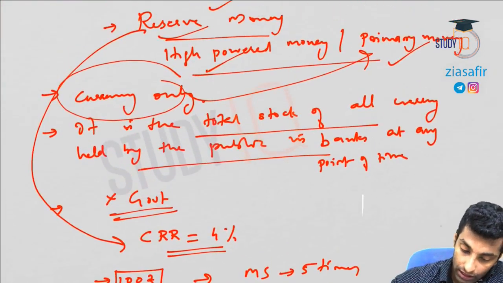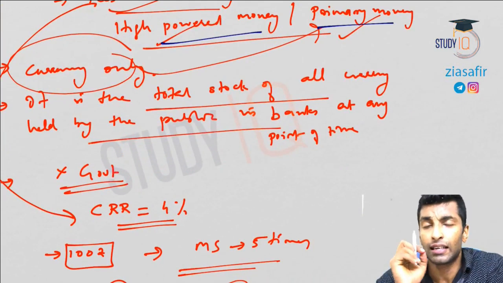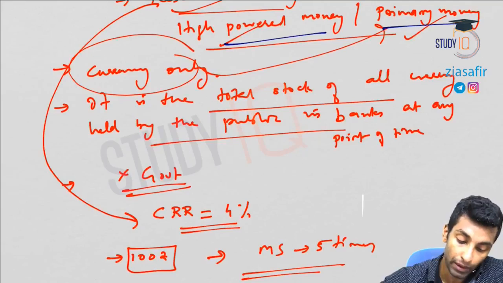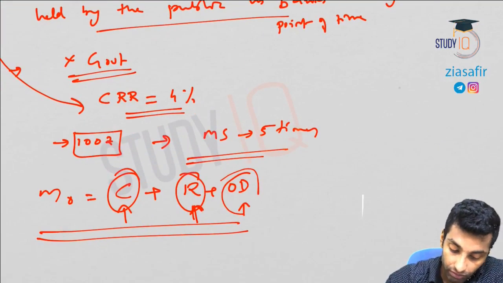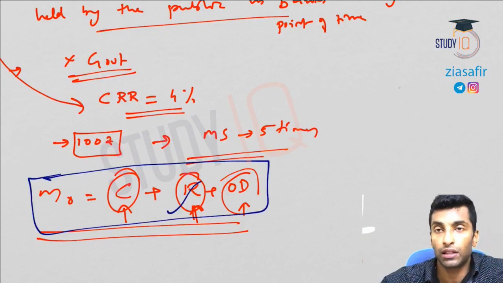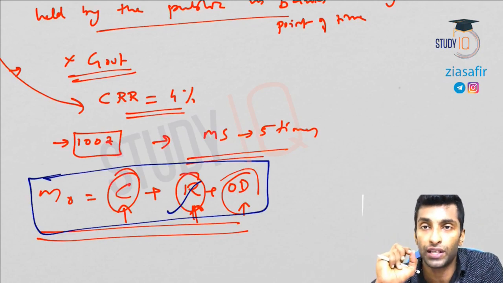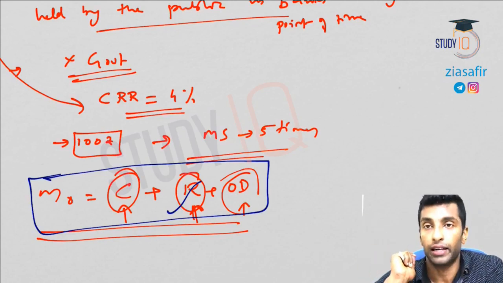One more concept we have discussed is this one: reserve money or high powered money or primary money. There is a currency which is held by the public. It is only the currency, okay? And this M0 is actually currency plus the cash reserves with RBI, like in terms of CRR, banks will keep some reserves with RBI. That is also part of this, and other deposits.